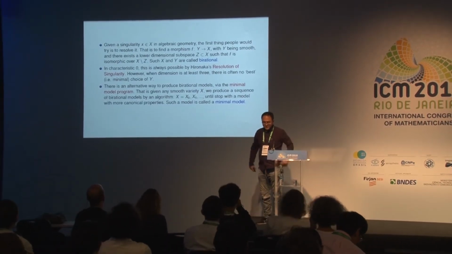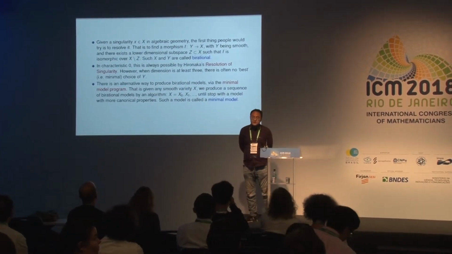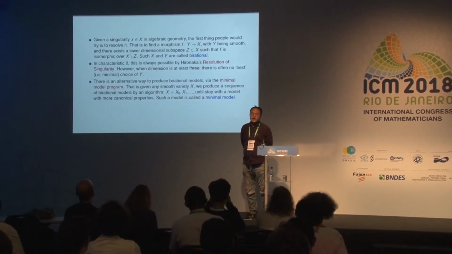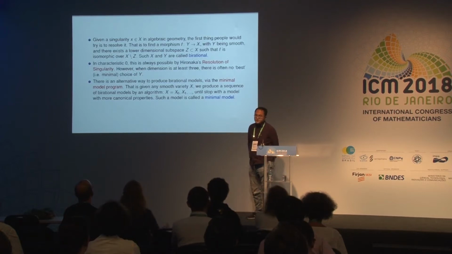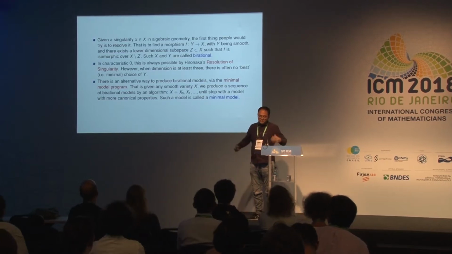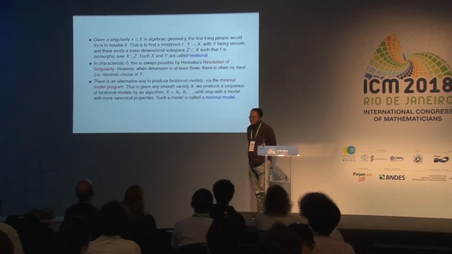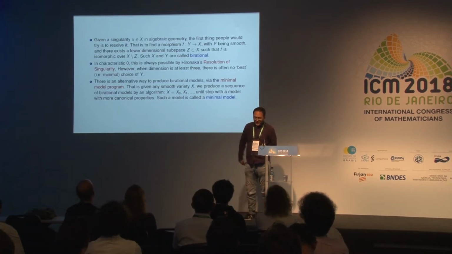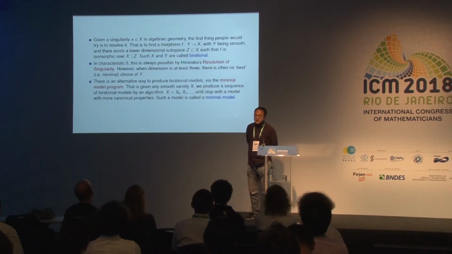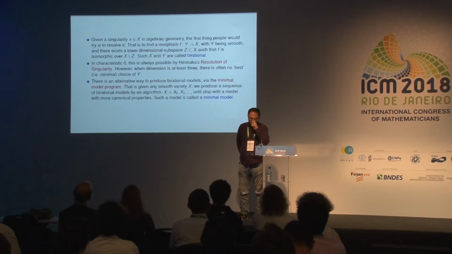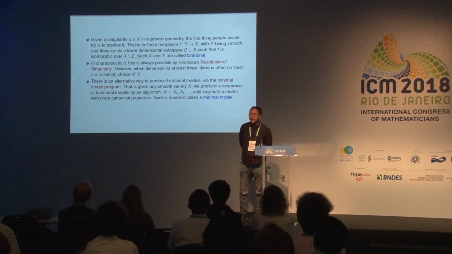So let me start to introduce some concepts in my title. If I start with a singularity, if you haven't heard it before, you can just think about it as some point with some algebraic geometry structure, but it's not smooth. Then the first thing you might think about is to find something which I call Y mapped to X, such that Y itself is smooth, and there exists a lower dimensional subspace Z in X, such that this map from Y to X is an isomorphism over X minus Z.